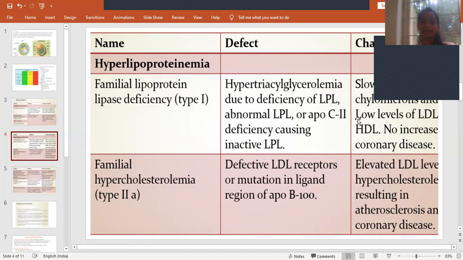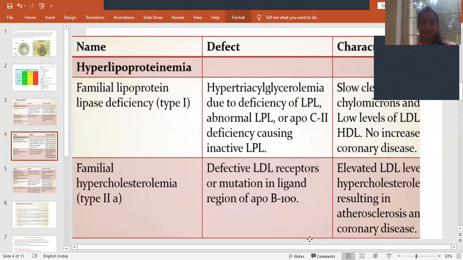And then what are the characteristics of familial lipoprotein lipase deficiency?